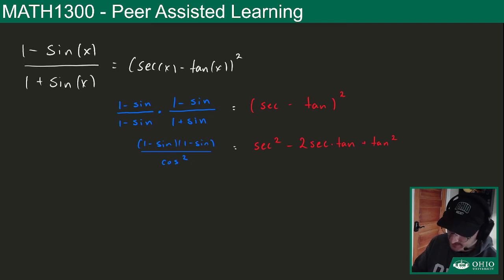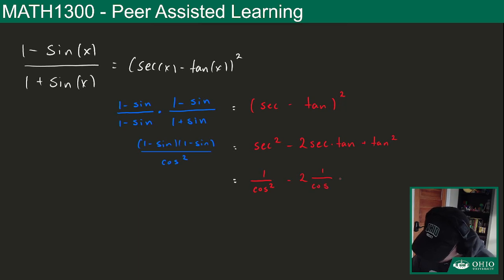Now let's convert all of these secants and tangents into their respective functions that involve sine and cosine. Secant, if you aren't aware at this point in the worksheet, hopefully you are, is 1 over cosine, and tangent is sine over cosine. So here I'm going to get 1 over cosine squared minus 2, and then secant is 1 over cosine, tangent is sine over cosine, and tangent squared is sine squared over cosine squared.